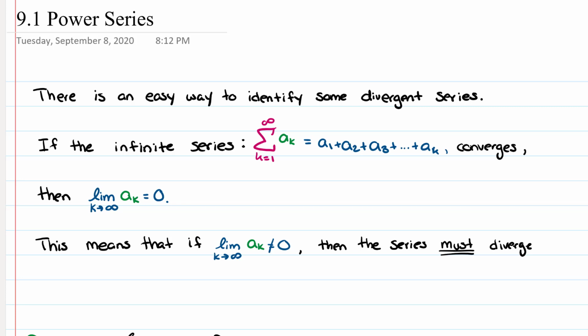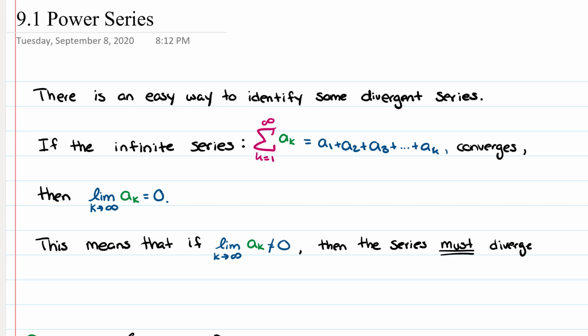9.1, Example 3. Before we dive into Example 3, I first want to talk about how to identify divergent series from convergent series. So if we have an infinite series, which is defined as sigma from k equals 1 to infinity of a sub k, which would be equal to a sub 1 plus a sub 2 plus a sub 3 all the way to a sub k, adding all the terms together, converges, then that means the limit as k goes to infinity of a sub k equals 0.